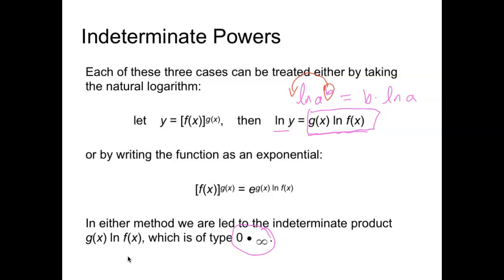Once we have it as an indeterminate product, we know how to rewrite it as an indeterminate quotient. Once it's an indeterminate quotient, we can apply L'Hopital's rule and evaluate it. But there's one more step at the very end, because we're going to have natural log y on the left-hand side, and what we're trying to look for is not natural log y, but just y itself. So at the very end, we're going to exponentiate both sides by e to get rid of the natural log.